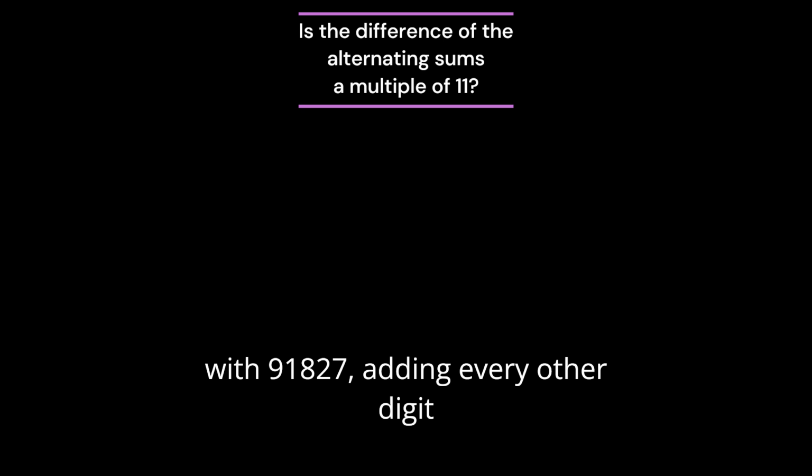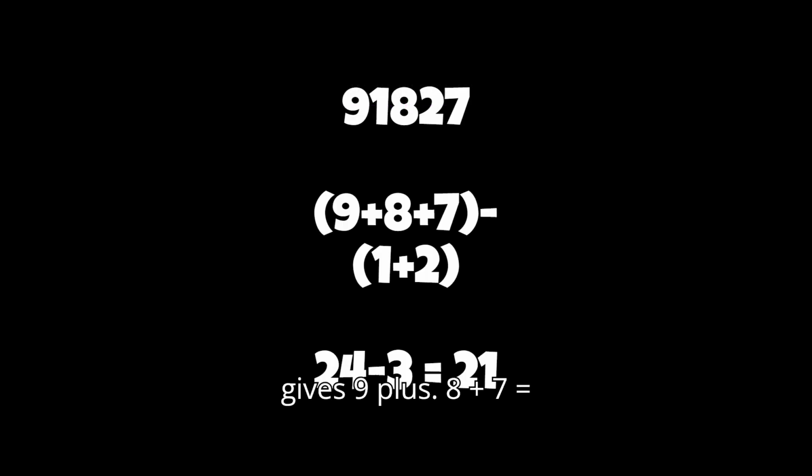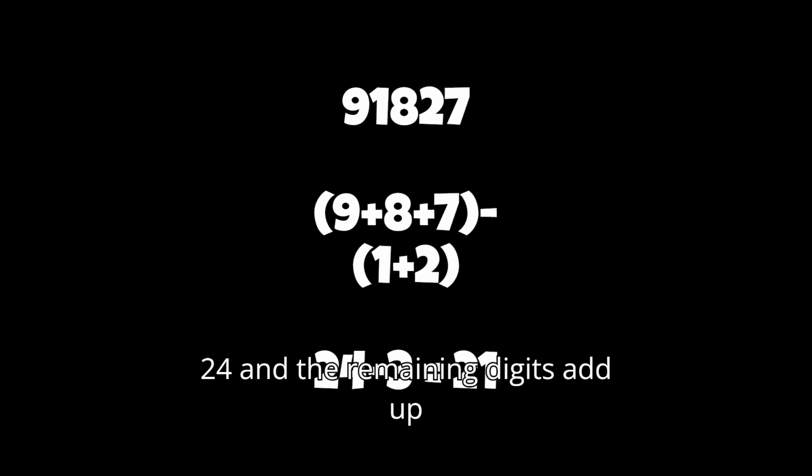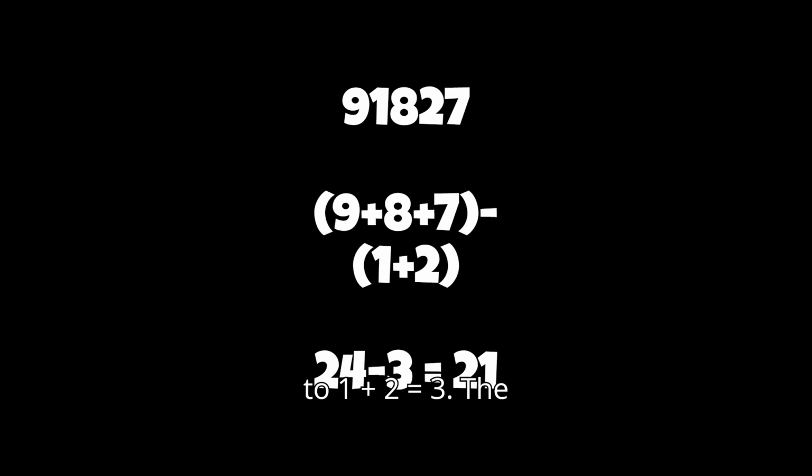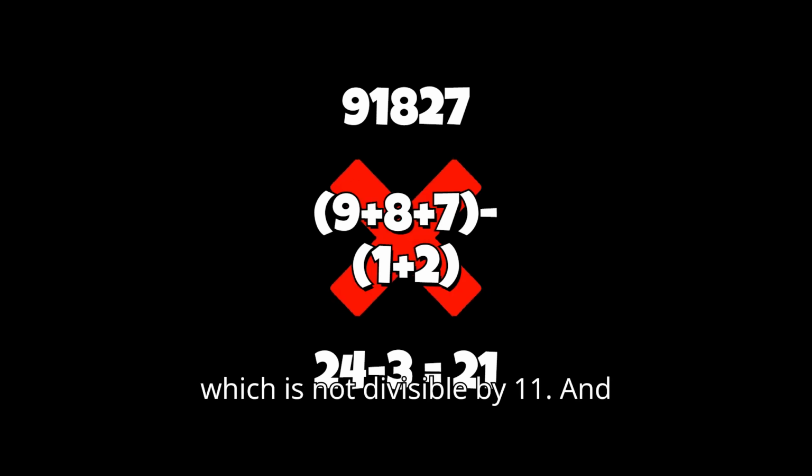But with 91827, adding every other digit gives 9 plus 8 plus 7 equals 24, and the remaining digits add up to 1 plus 2 equals 3. The difference is 24 minus 3 equals 21, which is not divisible by 11.